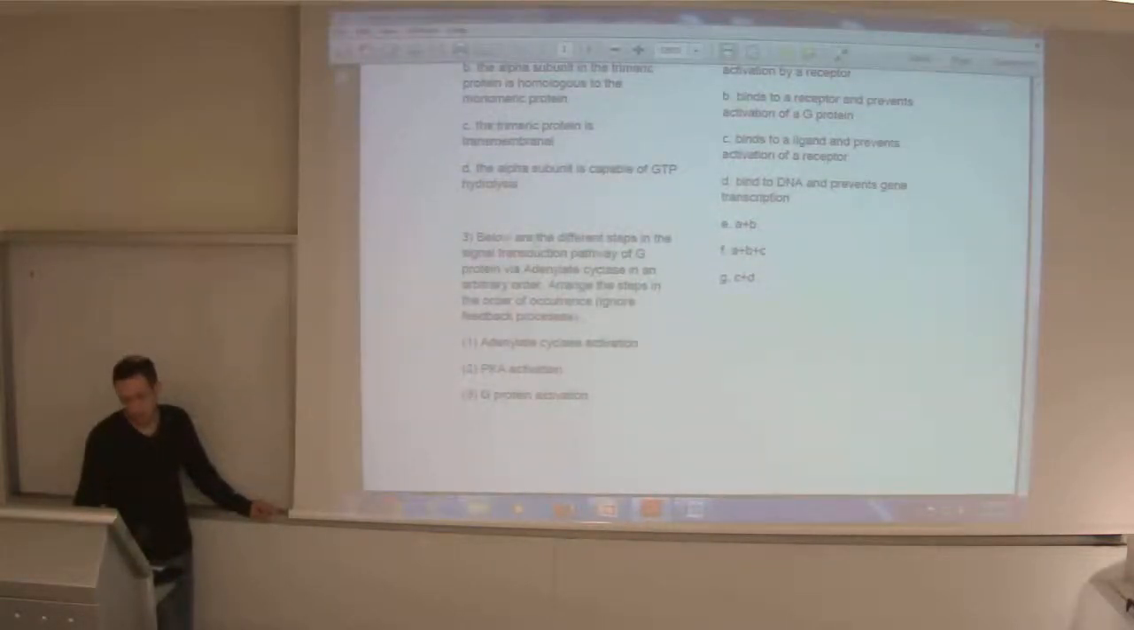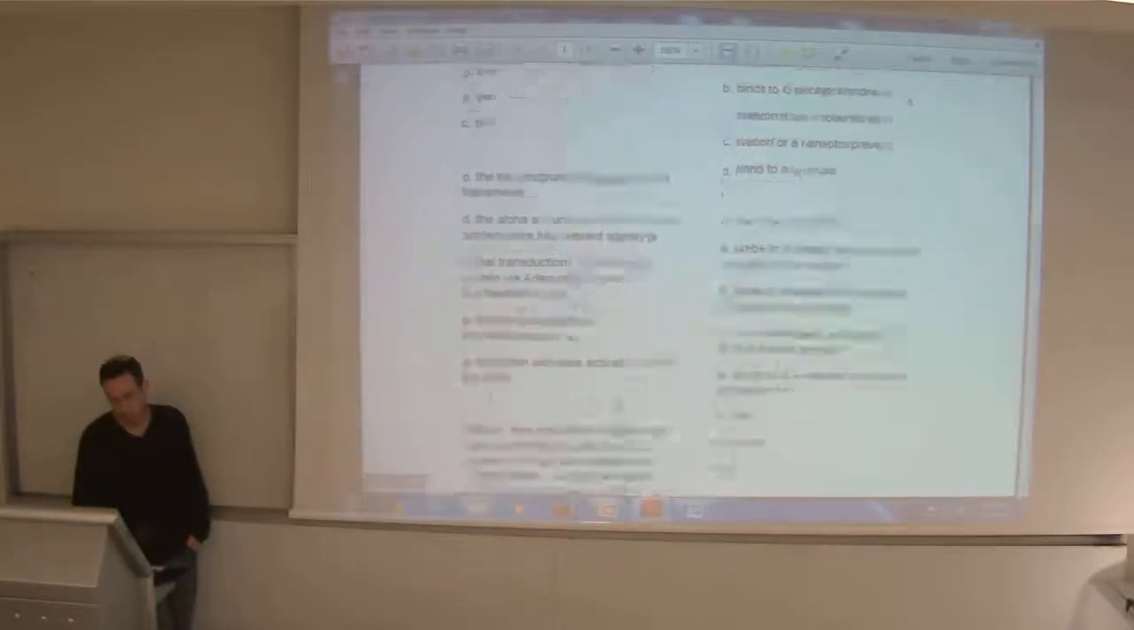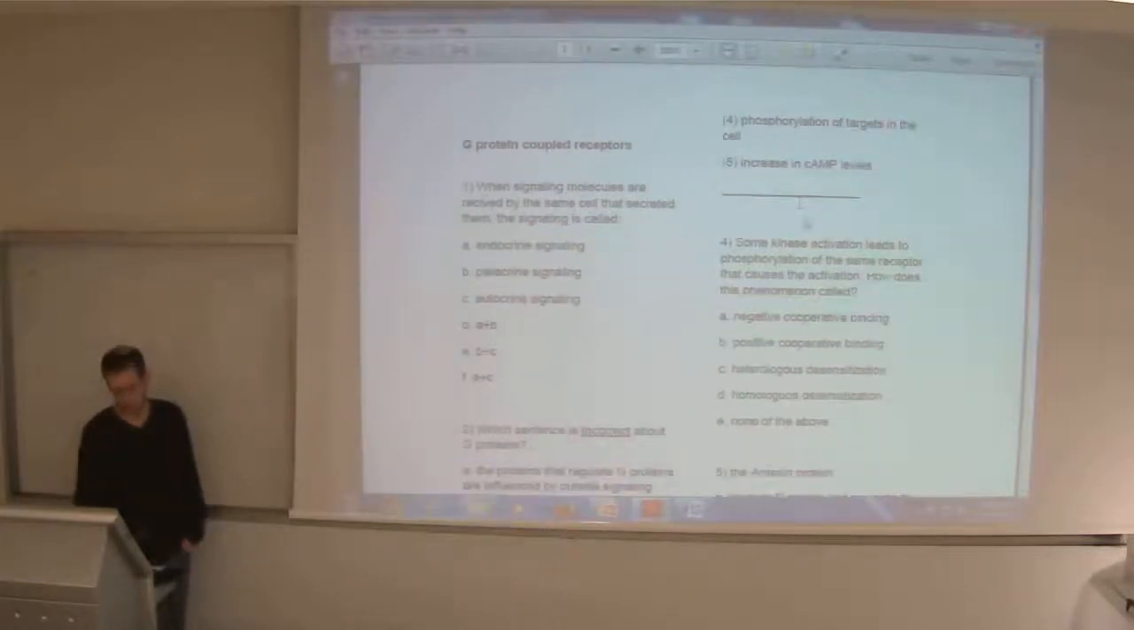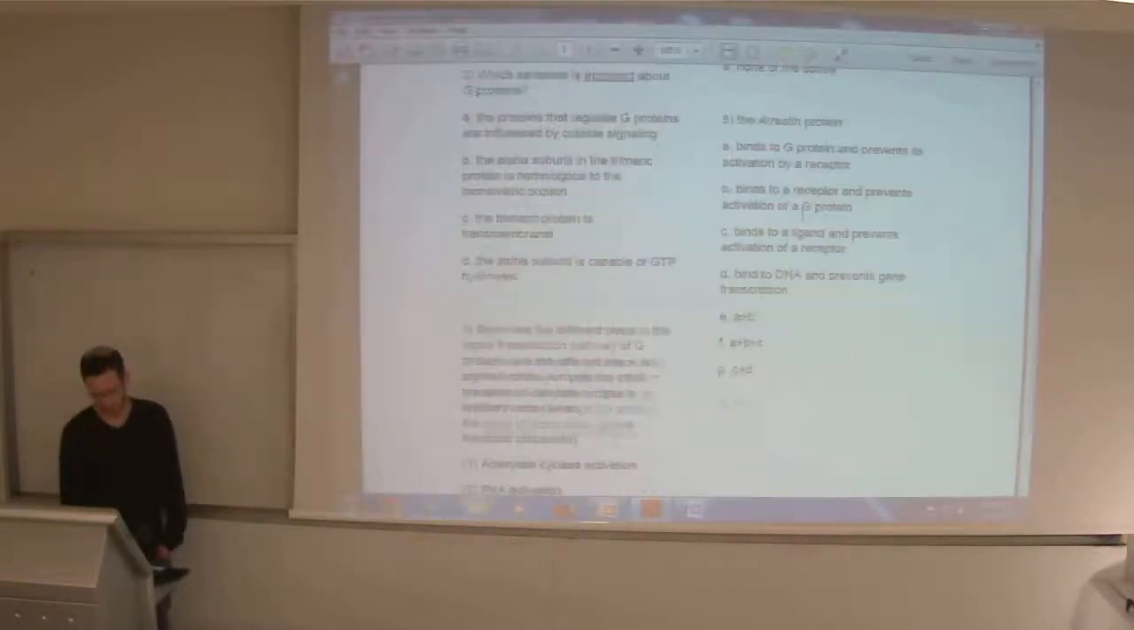Question three: below are the different steps in the signal transduction pathway of G protein via adenylate cyclase in an arbitrary order. Arrange the steps in the order of occurrence, and ignore feedback processes. There is a canonical flow in this pathway, which is what you are asked to describe. So we have adenylate cyclase activation, PKA activation, this is the kinase, G protein activation, phosphorylation of targets in the cell, and increase in cyclic AMP levels. So who wants to try? What among these five would be the first step?